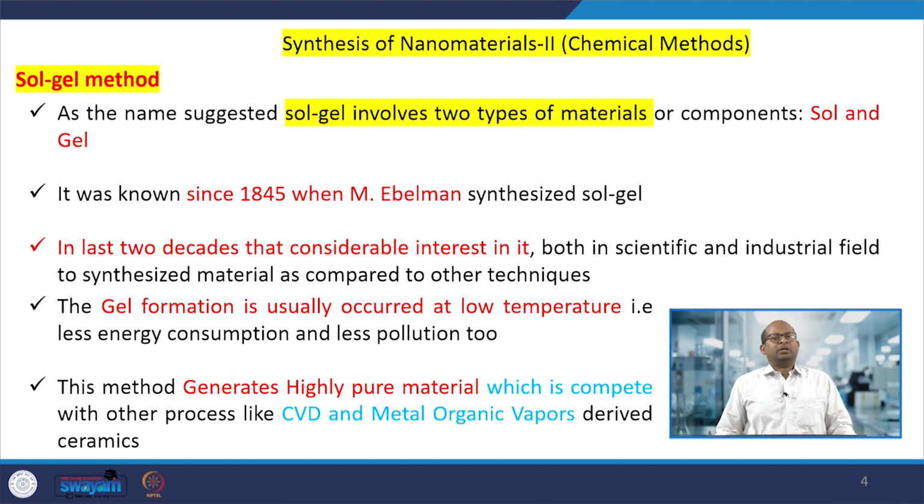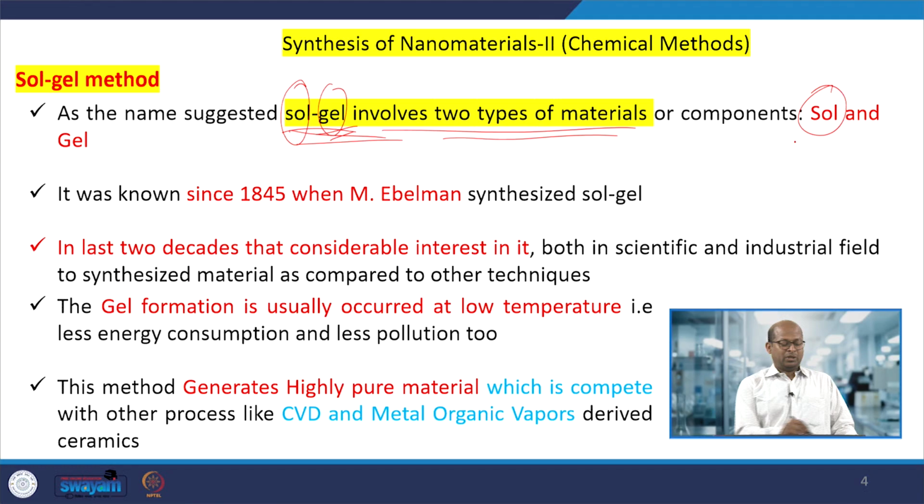In the name sol-gel, there are two components: one is solution, another is gel formation. If you want to prepare nanoparticles of a particular metal, or nano film formations, we take the precursor of that material and make a solution. Then the solution is converted into a gel, and with that gel we can form different types of materials in the nano range.